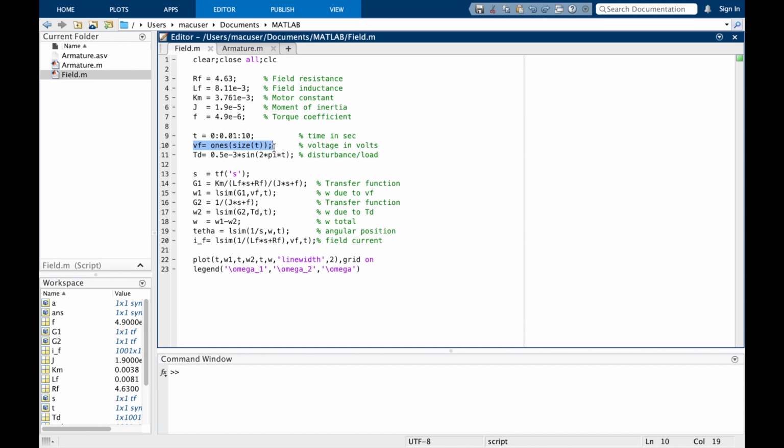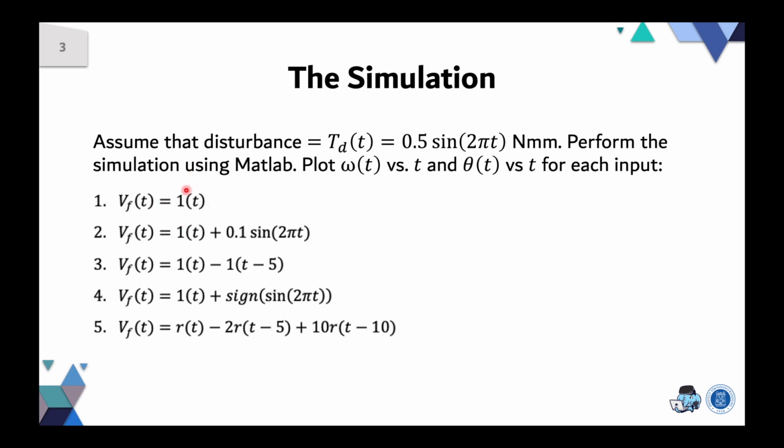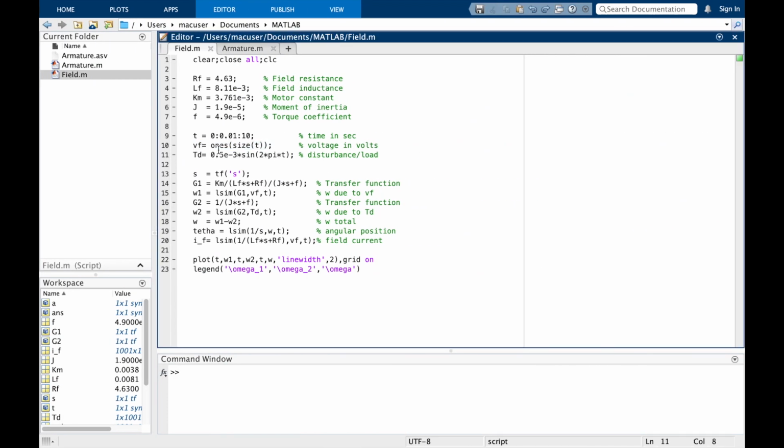We are going to vary it. The first one is, remember, the unit step function. So I'm declaring a matrix with all members equal to 1, and the size of the matrix is exactly the same as the size of T. And this is the disturbance we apply on the motor. The amplitude is 0.5. Be careful, I'm applying E minus 3 here since the unit is in Newton millimeter, not in Newton meter. And this is the sine function.